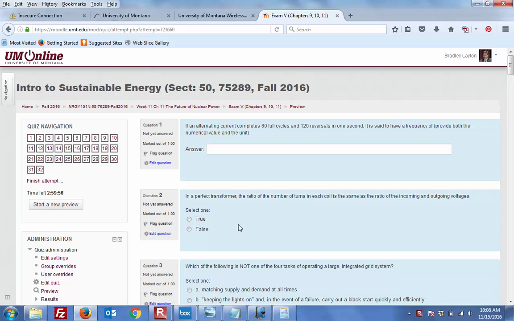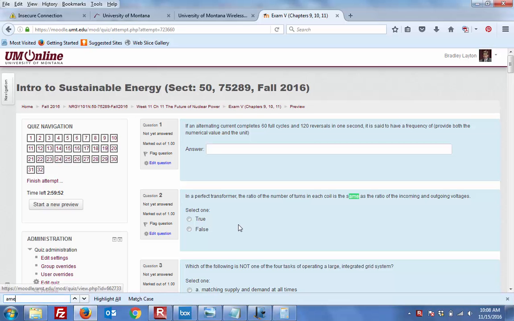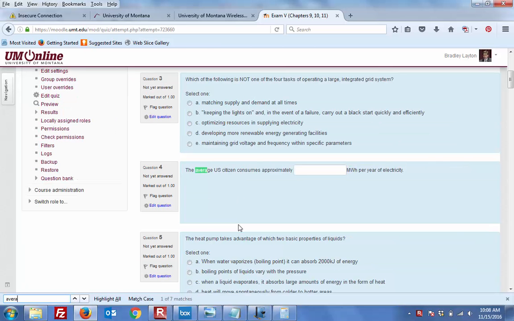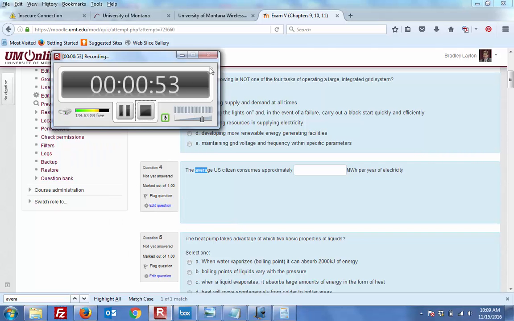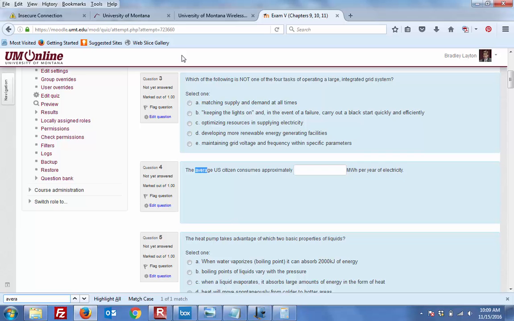What was the key word in there? Just American? Average American. I think that should do it. Average citizen. Okay. You might have to reopen because it closed, or it closes today.